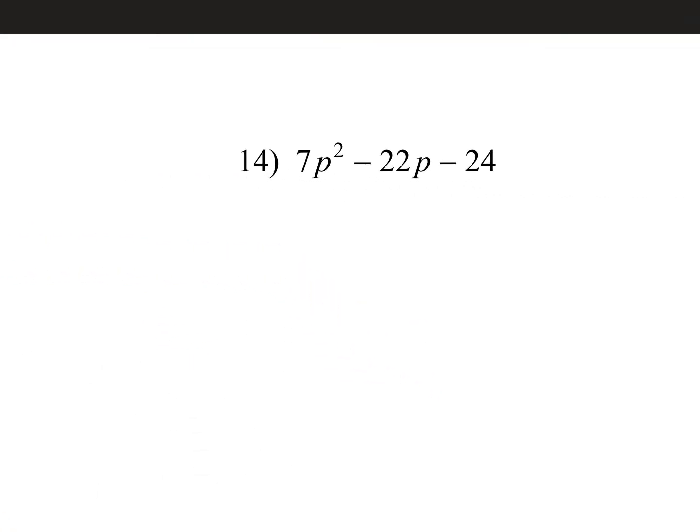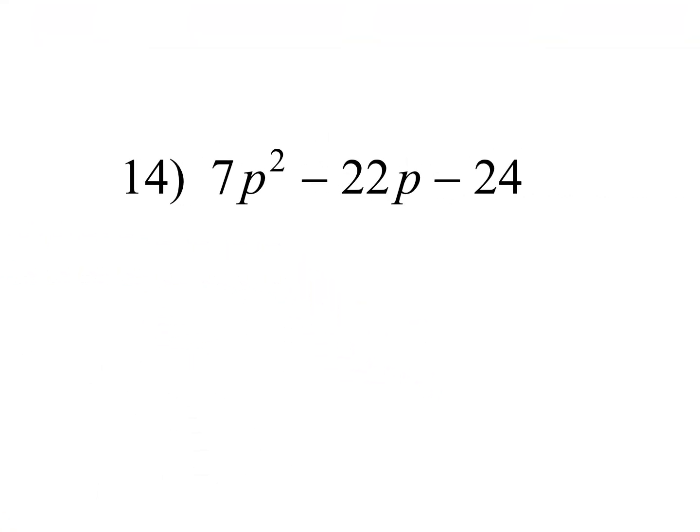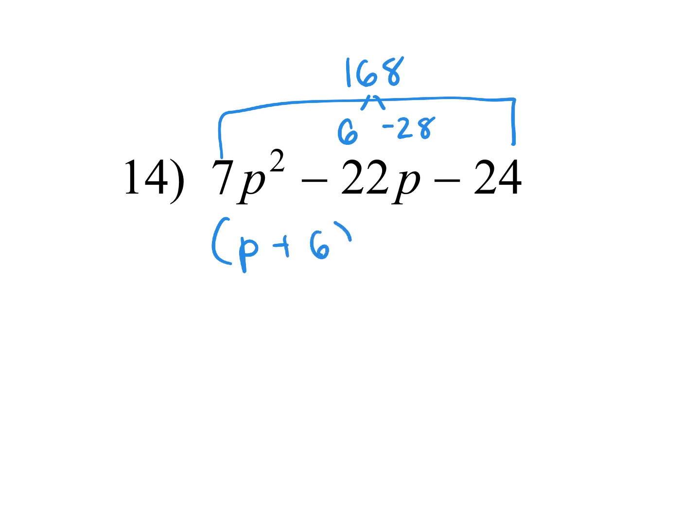All right, 14. Jason, what should I do first? Multiply 7 and 24. What's 7 times 24? 168. And what are two factors of 168 that add to 22? 6 and negative 28. Perfect. So then in my parentheses, I have p plus 6 and p minus 28.